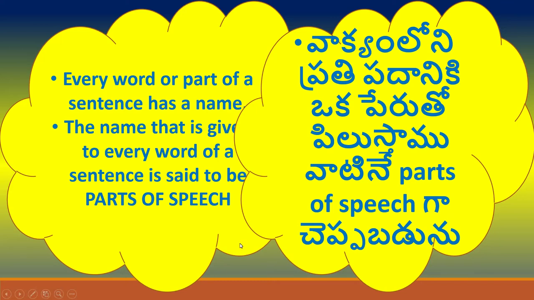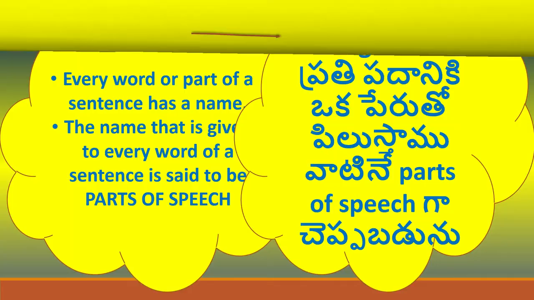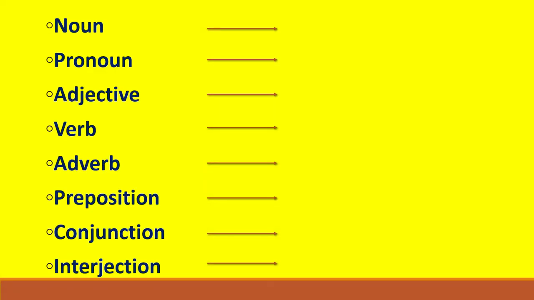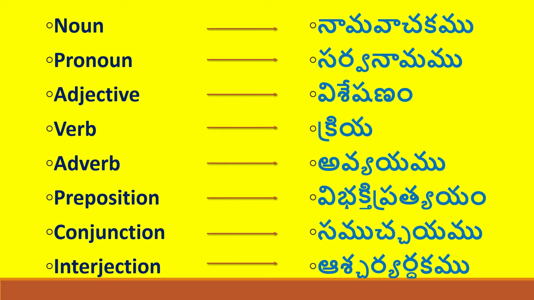Every word of a sentence can be named, and they are said to be parts of speech. Look here: noun, pronoun, adjective, verb, adverb, preposition, conjunction, interjection.